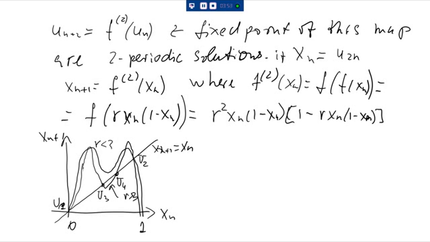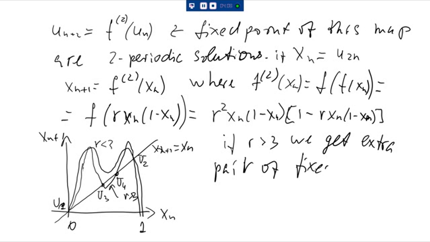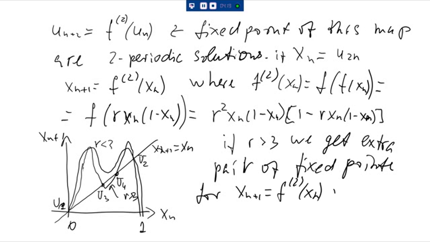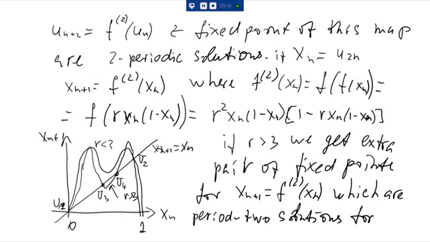So if r is more than 3, we get an extra pair of fixed points for x_{n+1} = f2(x_n), which are flipping, which are two periodic solutions for u_{n+1} = f(u_n).